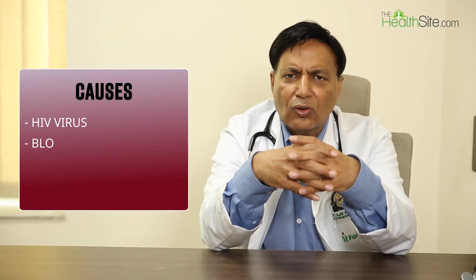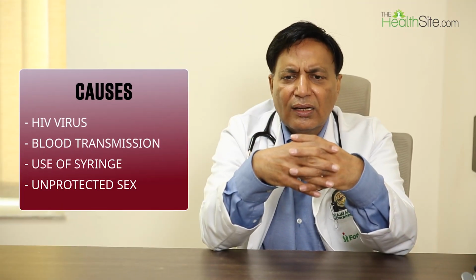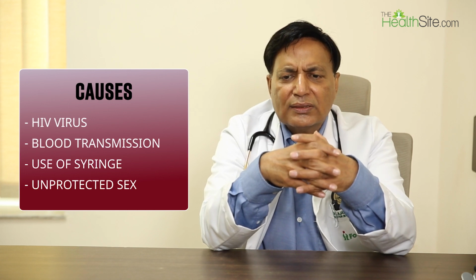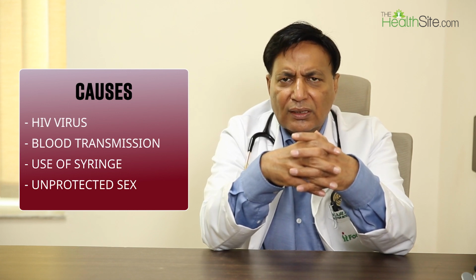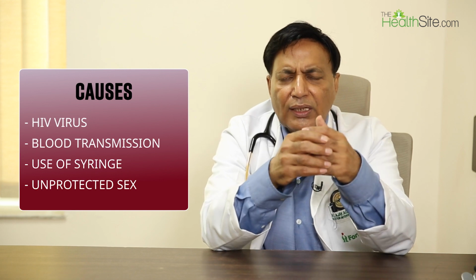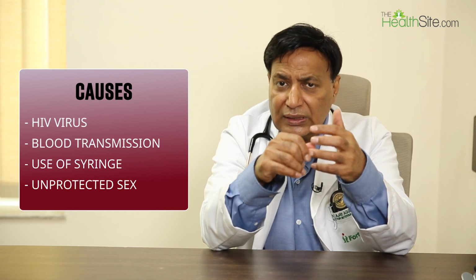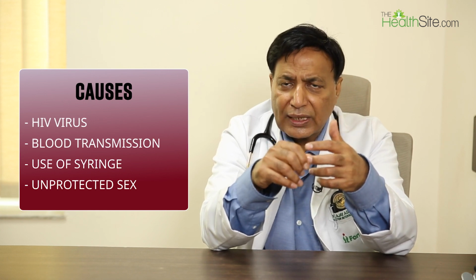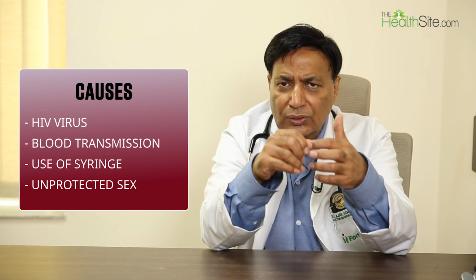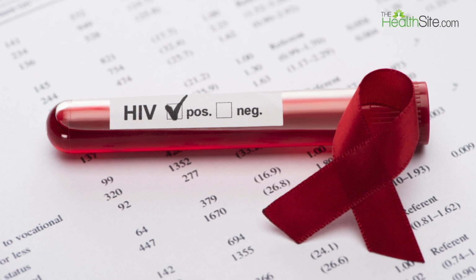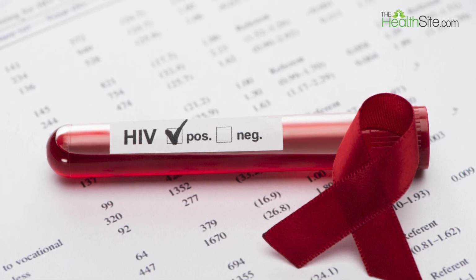AIDS is caused by HIV virus, and how is it caused? It is usually caused by blood transmission in any form. It is transmitted through blood only. It can be through used syringes. It can be through used needles used in tattoos. It can be because of unprotected sex, when the person is not using condoms or any other method for contraception and has unprotected sex, then chances of HIV are very high. So high risk behavior should be avoided to protect yourself from HIV.